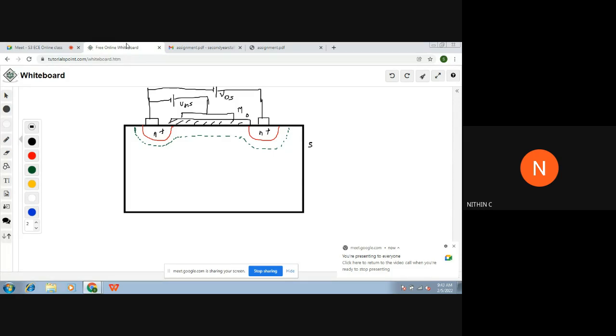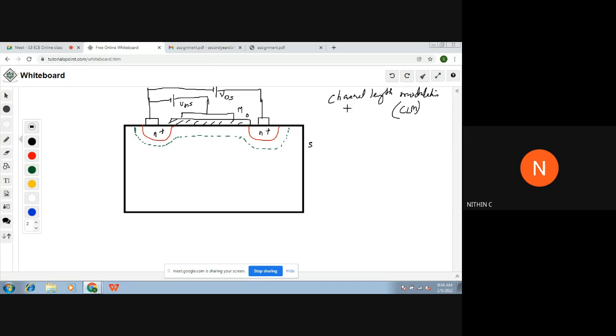Yesterday we saw a topic called channel length modulation, or CLM. This is also called the early effect in MOSFET, and it is similar to the base width modulation that occurs in bipolar junction transistors. So the topic similar to base width modulation in bipolar junction transistors is channel length modulation in MOSFET. It's also called the early effect, and we have seen the figures for that yesterday.